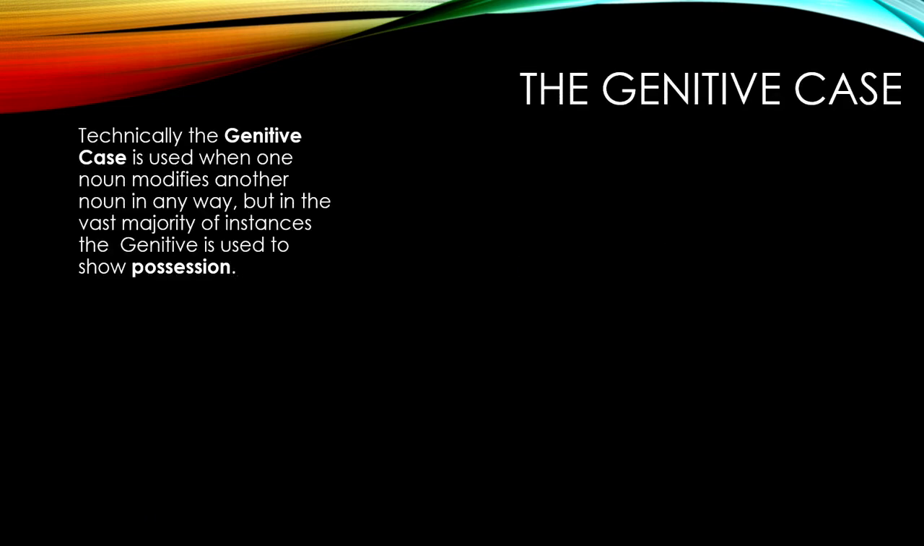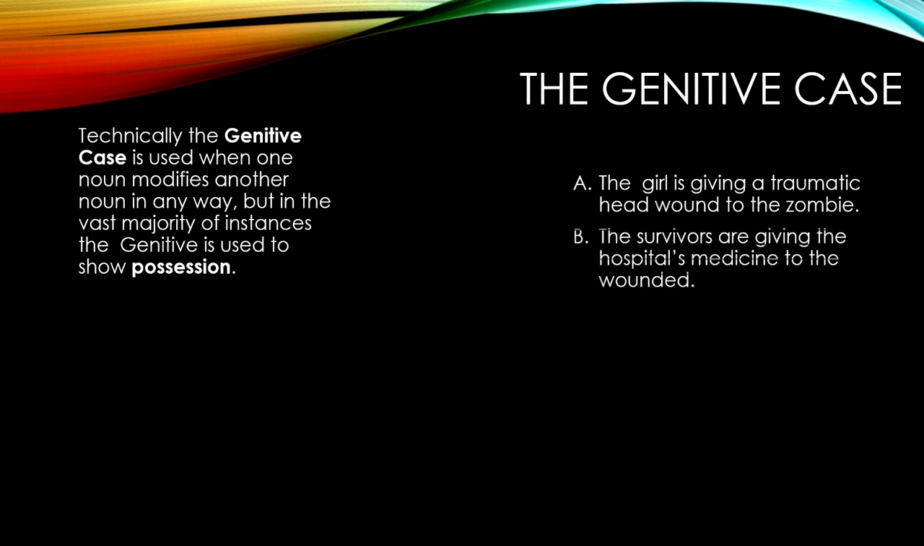The genitive case is used when one noun modifies another. However, in the vast majority of instances, the genitive case is used to show possession. In English, possession is usually indicated by the phrase of or s. Of our example sentences, which ones have the genitive case? If you said B and C, you are correct.